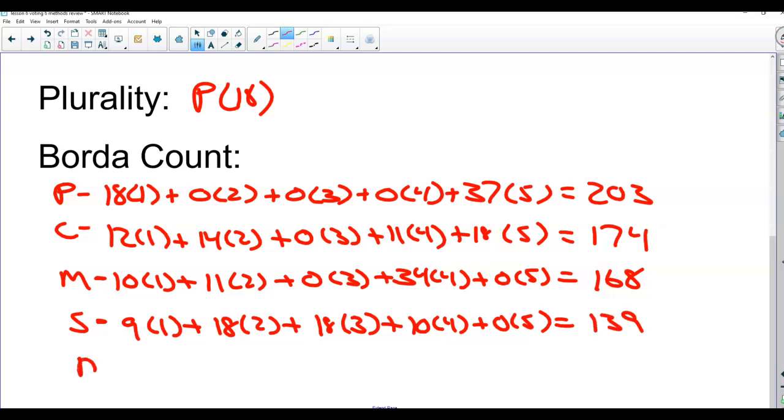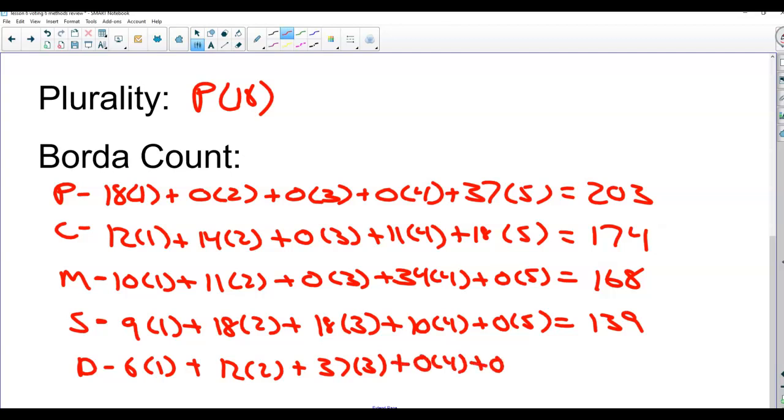Finally, D. D has 6 first place votes. 4 and 2 is 6. D has 12 second place votes. D has third place votes in columns 1, 3, and 4. So D has 37 third place votes. D does not have a 4th place or 5th place vote. When I add that up, I get 141.